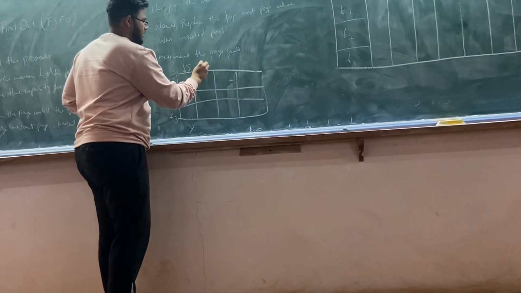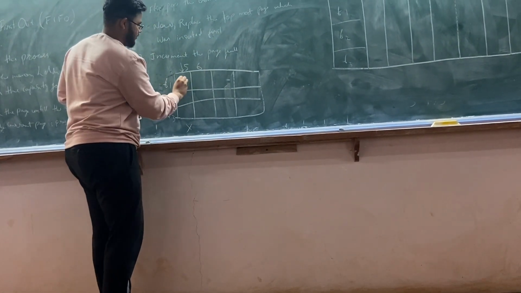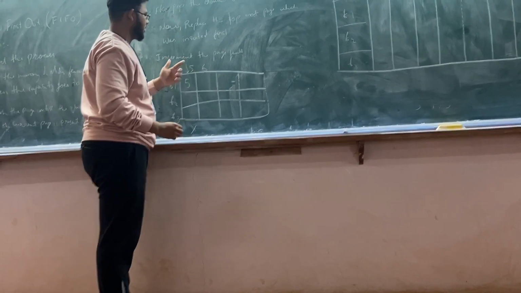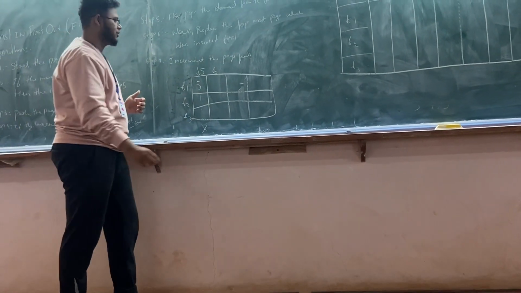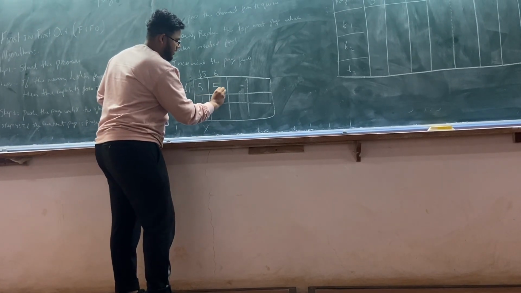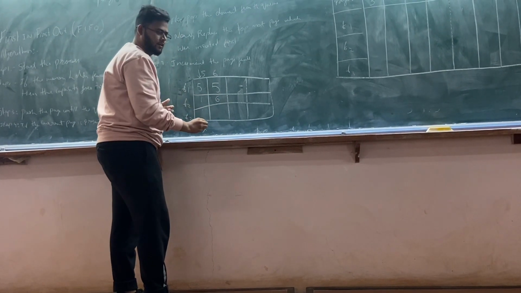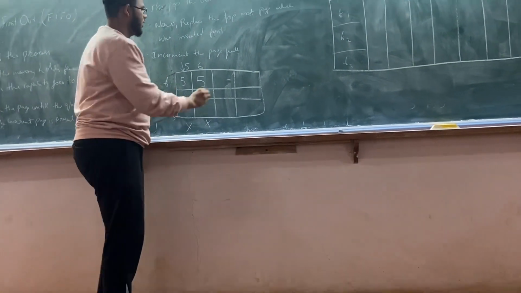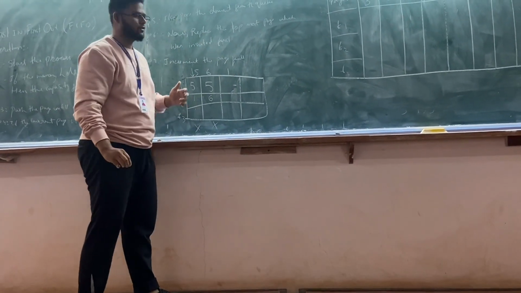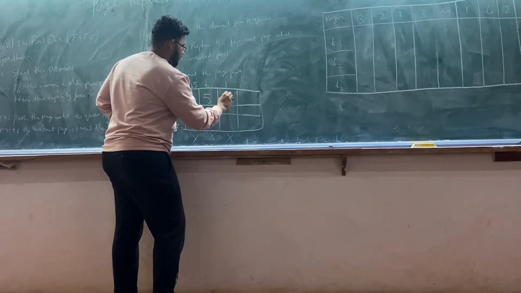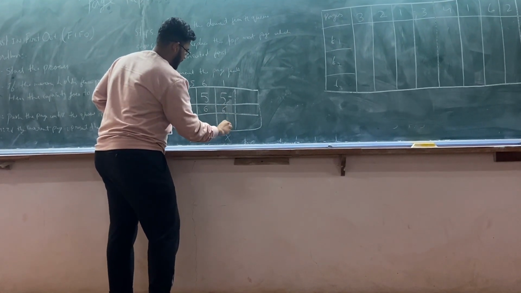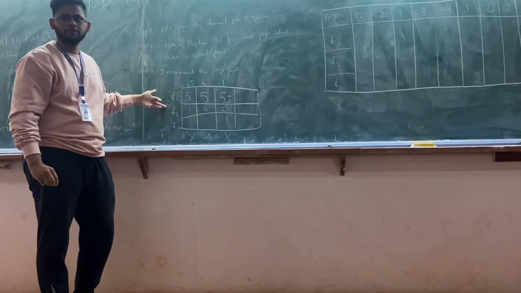Now let's say 6 comes. 5 is inserted here. Now 6 comes. Is 6 present in this? No. So again it becomes a page fault, but we have to insert it. Now let us say 1 comes. 1 is not available here. It also becomes a page fault, but we have to insert it. Now the frames become full.